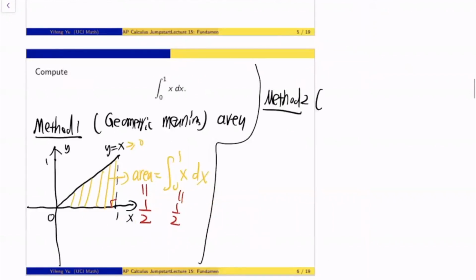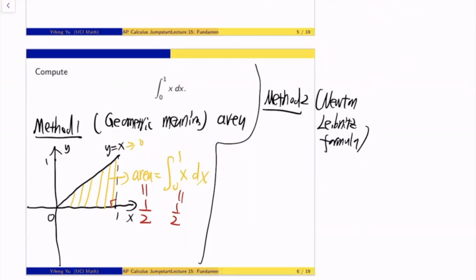Method two, let's use the Newton-Leibniz formula, which is part one of the fundamental theorem of calculus. If you look at different versions, sometimes the Newton-Leibniz formula is listed as part 2, but it doesn't really matter. Here we just change the order.